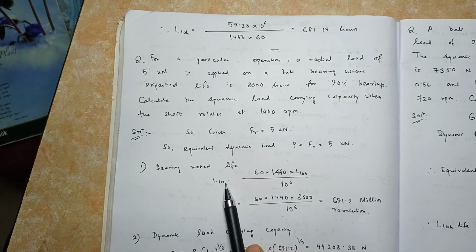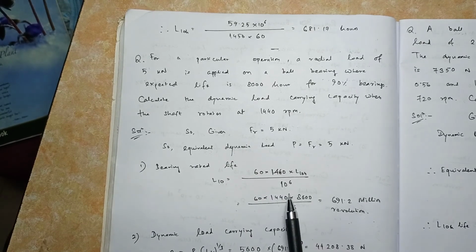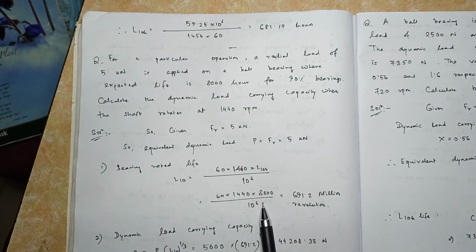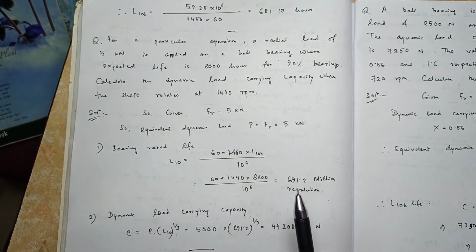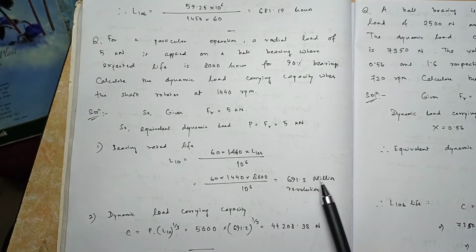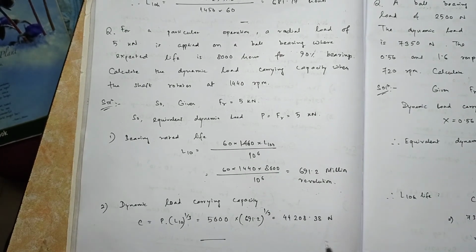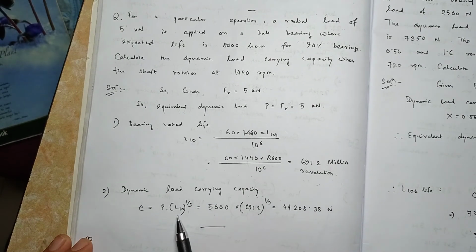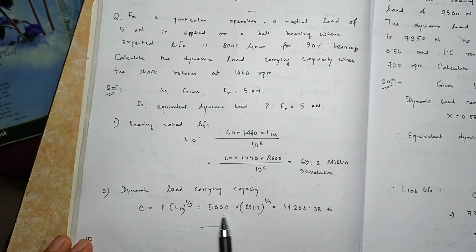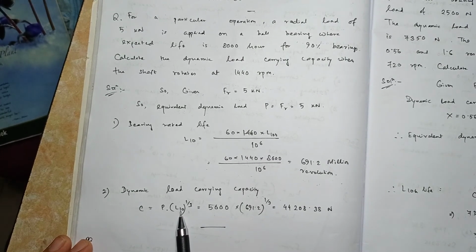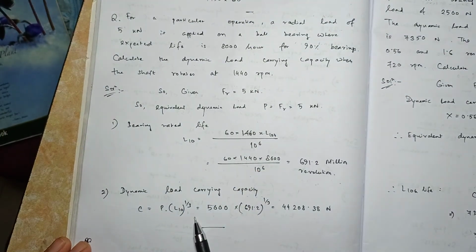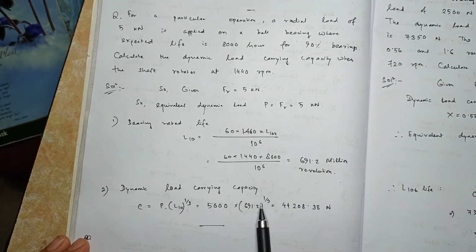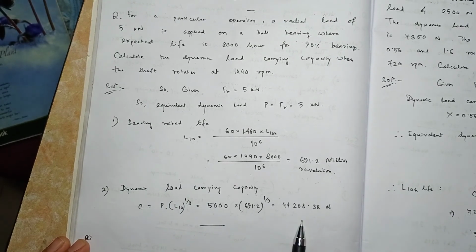Bearing rated life L10 is equal to 60 into N, which is 1460, into L10H divided by 10 to the power 6. L10H is given as 8000, so L10, the life in million revolutions, is 691.2 million revolutions. So for dynamic load carrying capacity, from the relation L10 is equal to (C by P) whole cube, C is equal to P into L10 to the power 1/3. This relation is for ball bearings only. So P is 5000, C is 5000 into 691.2 to the power 1/3. This is the value of dynamic load carrying capacity.